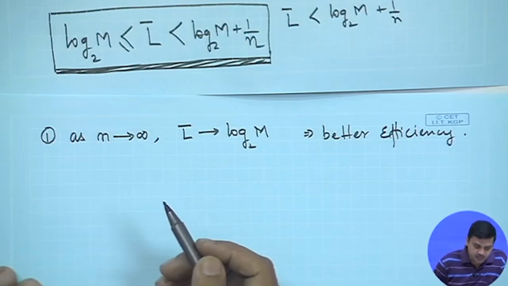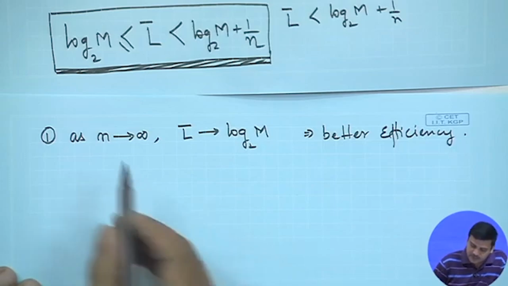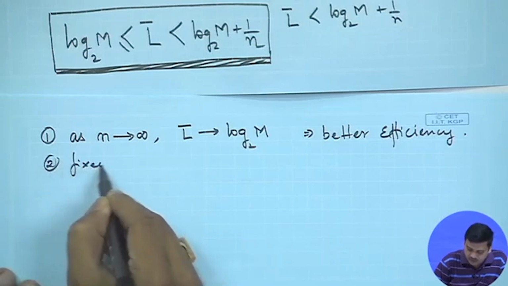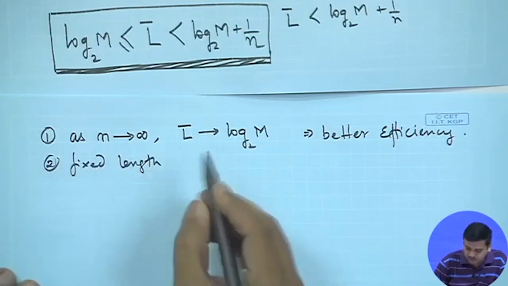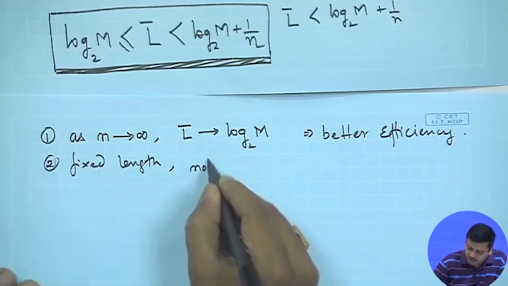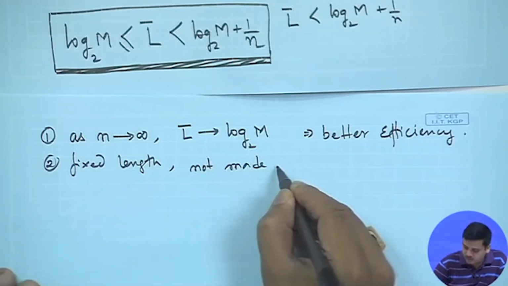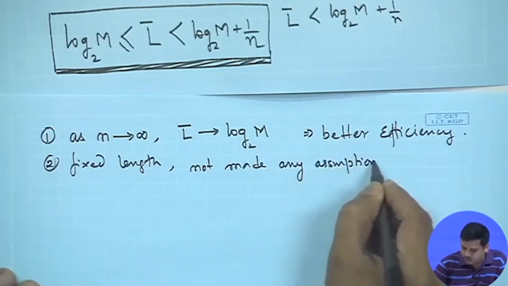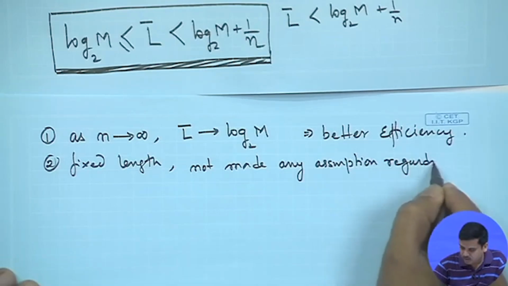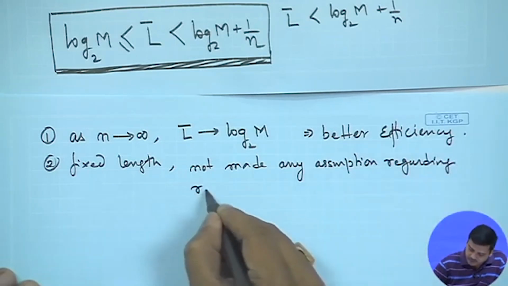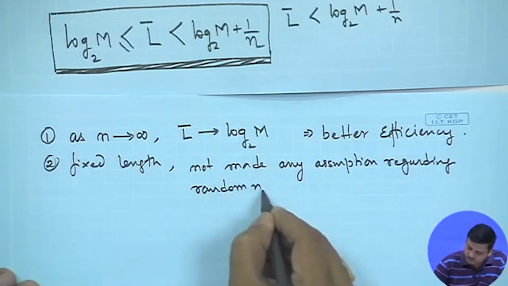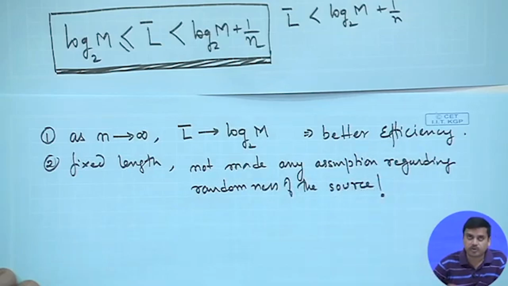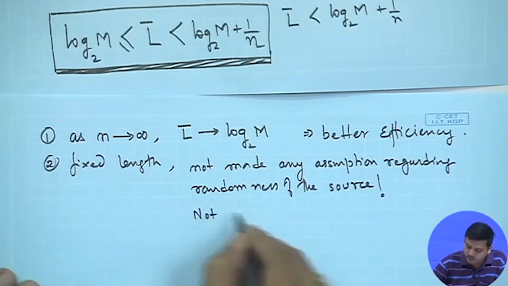The second thing that we can note over here is it is still fixed length. It is still fixed length, and we have not made any assumption regarding the randomness of the source. This is important. So, we have not used a probabilistic model.